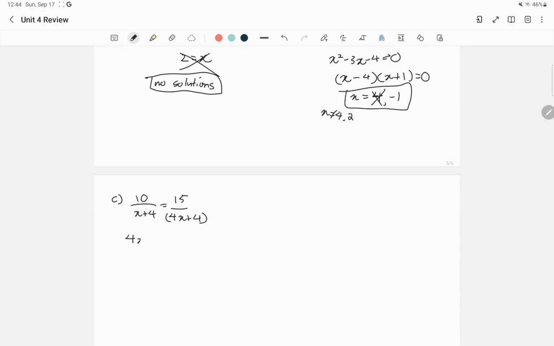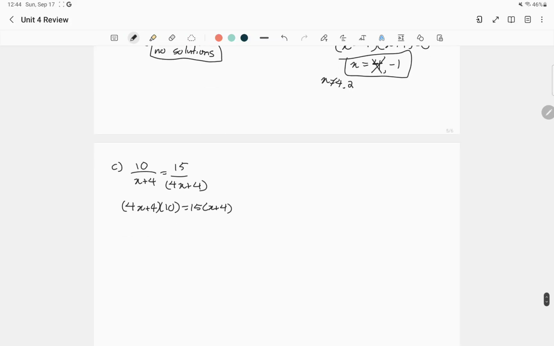Cross multiply. So we have 4x plus 4 times 10. We go to 15 times x plus 4. So this will equal 40x plus 40 is equal to 15x plus 60. Subtract, we're going to have 25x is equal to 20. X equals 20 over 25, which is equal to 4 over 5. And this works because the only things that x can't be are negative 4 or negative 1. So this works out.